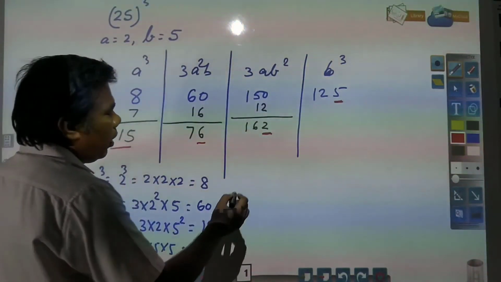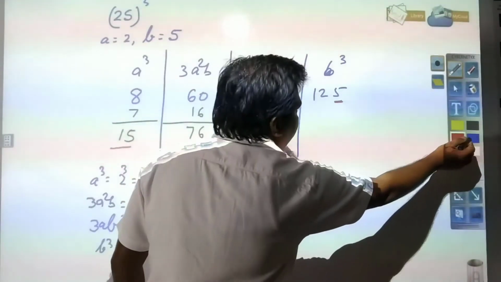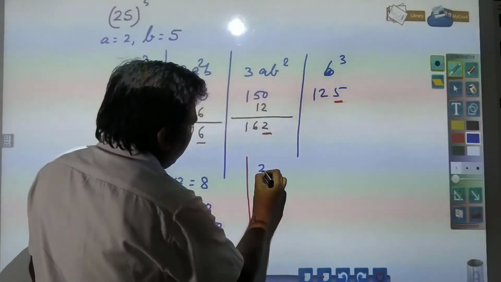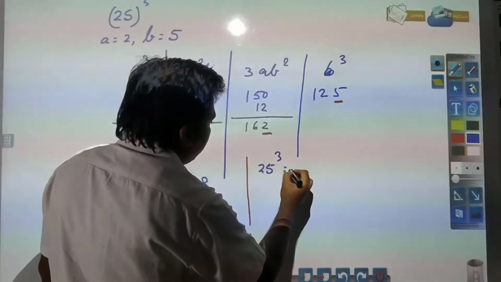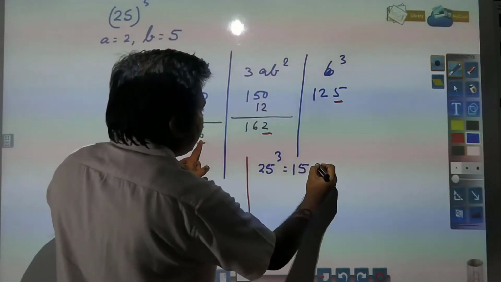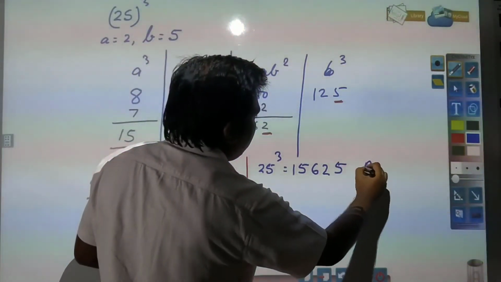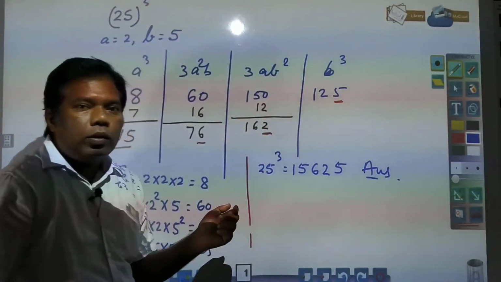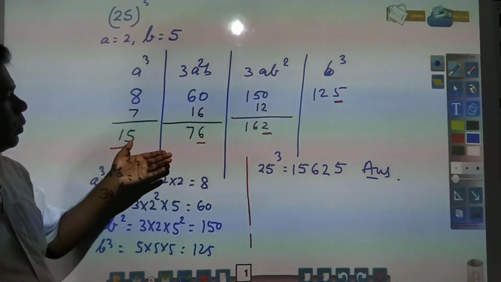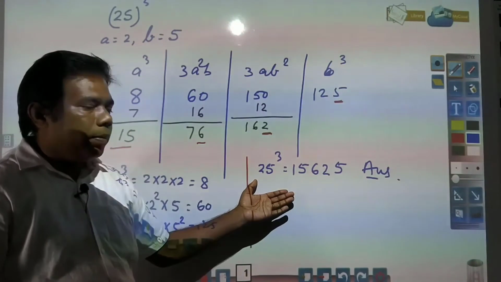So what you have got? You have got 25 cube. 25 cube is equal to 1 5, 6, 2 and 5, and this is your answer. So I hope you understood by this way this is required to be solved. 15,625.